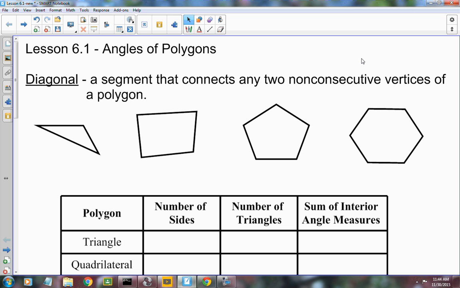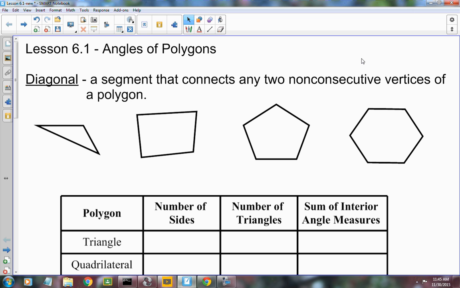This chapter primarily deals with quadrilaterals. We've been doing lots of stuff with triangles, so we're going to take a break from that and work with some quadrilaterals. Except today's lesson deals basically with polygons. Okay, remember polygons are your triangles, your pentagon, your hexagon, so all right, so a diagonal. A diagonal is a segment that connects any two non-consecutive vertices of a polygon. Non-consecutive means not in a row.